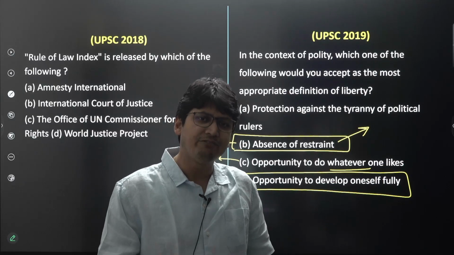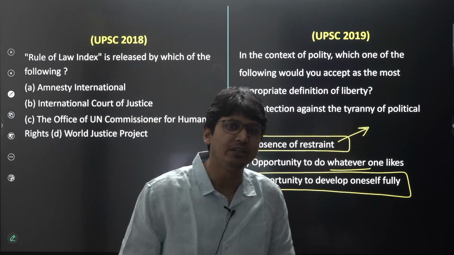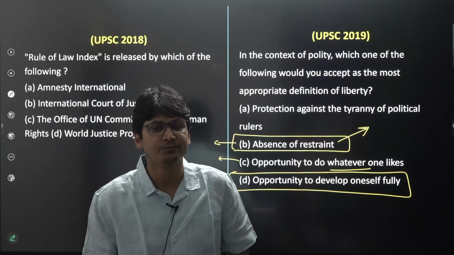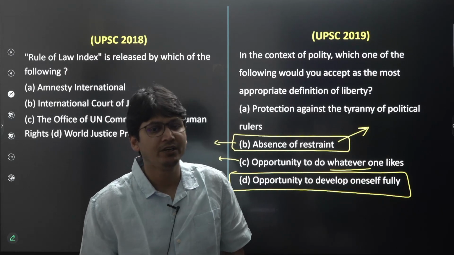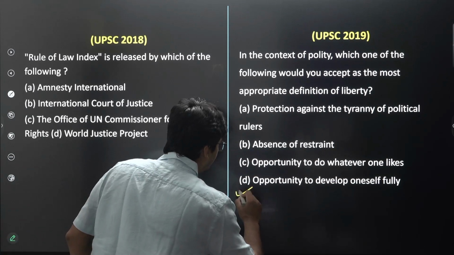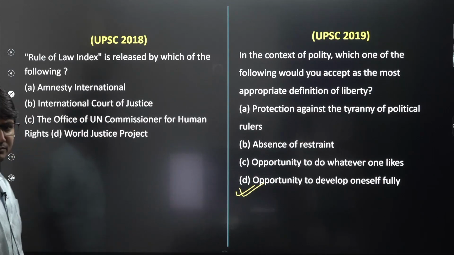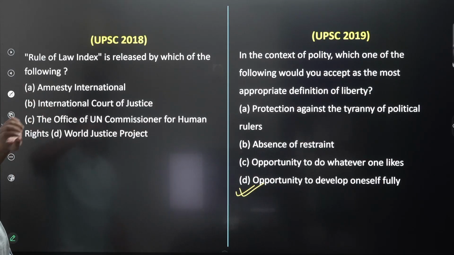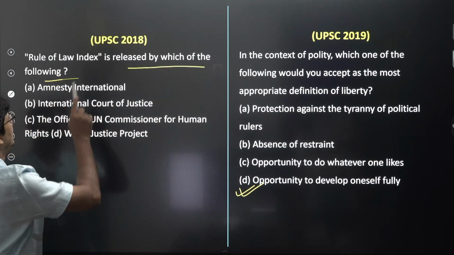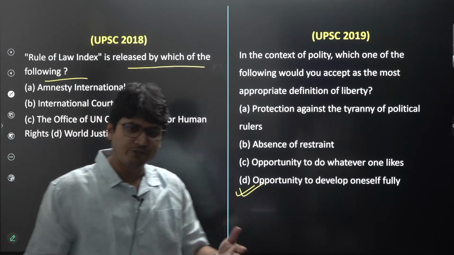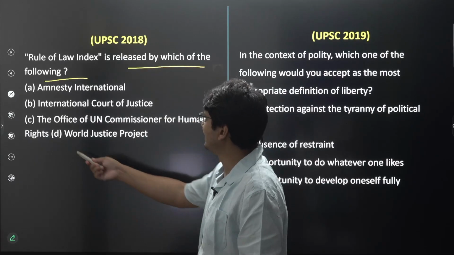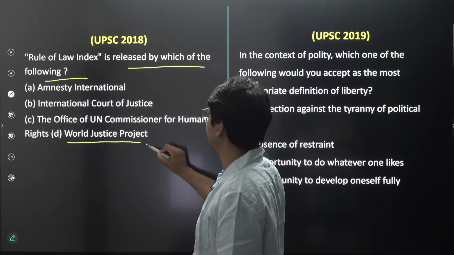So the correct understanding of liberty is in a positive connotation, to develop yourself. Opportunity to develop oneself fully. So in this, the correct answer would be D. Now this was one question asked in 2018. Rule of law index is released by which of the following? That was in the news at that point of time, and hence it was asked. The correct answer here is D, World Justice Project.